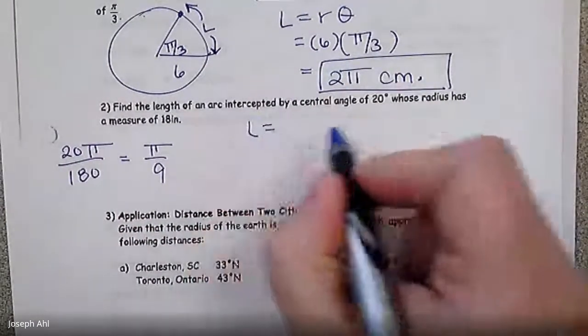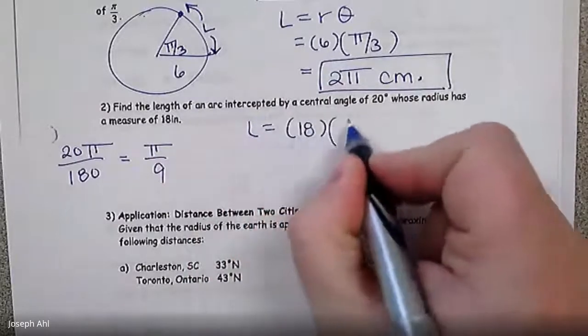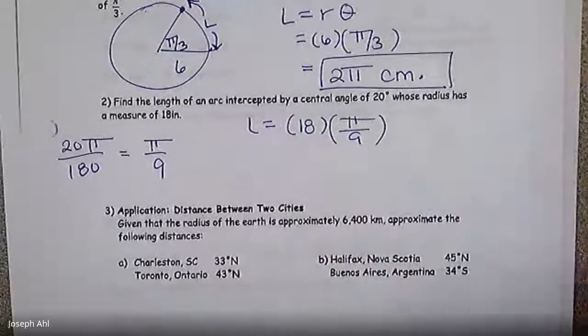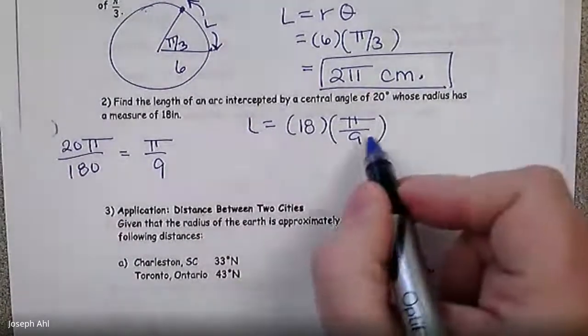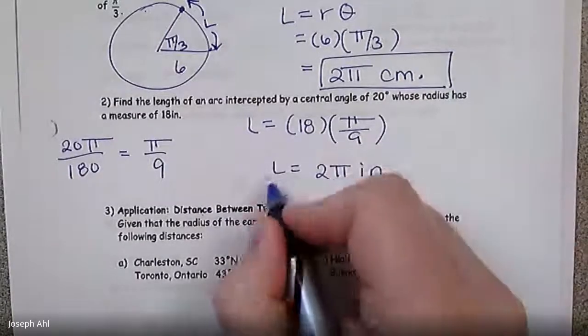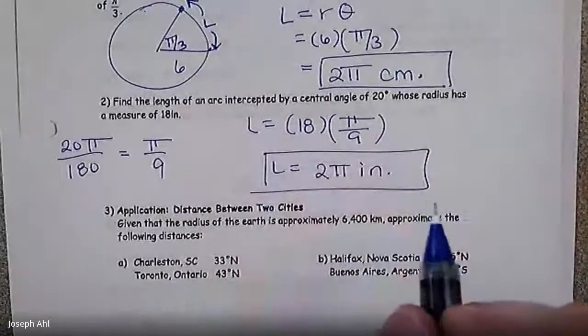The length, therefore, is the radius of 18 times the central angle pi over 9. And if you can convert between degrees and radians pretty quickly, these questions really are not too challenging. 9 goes into 18 twice. So coincidentally, this one winds up being 2 pi as well in terms of the arc length.